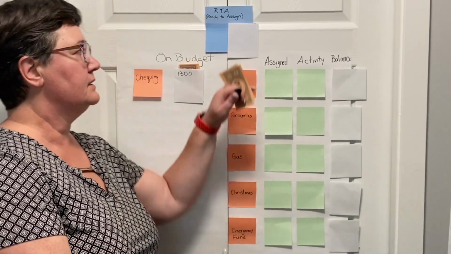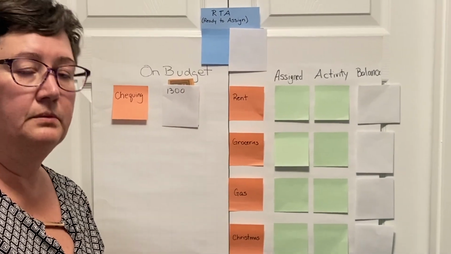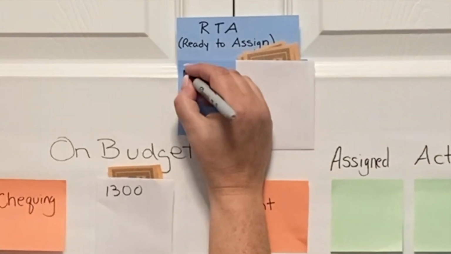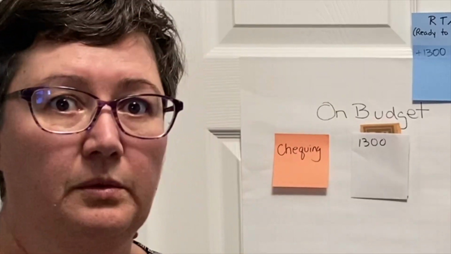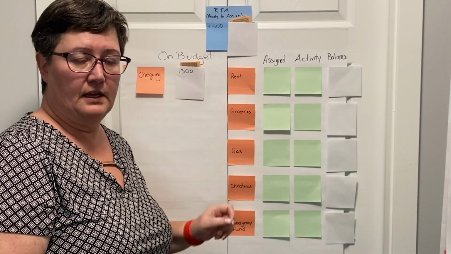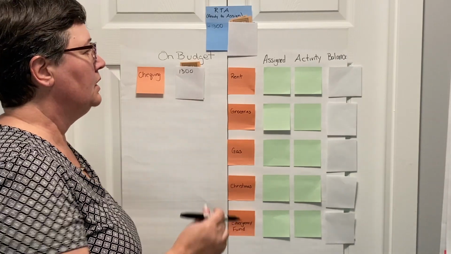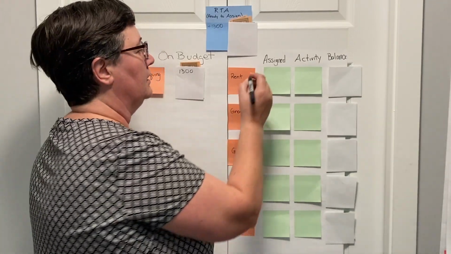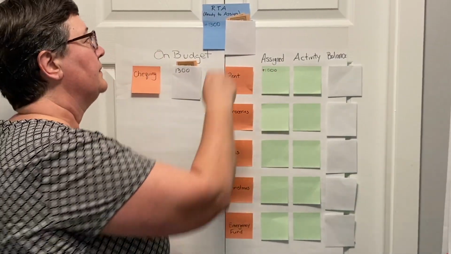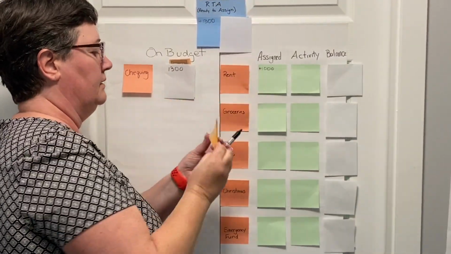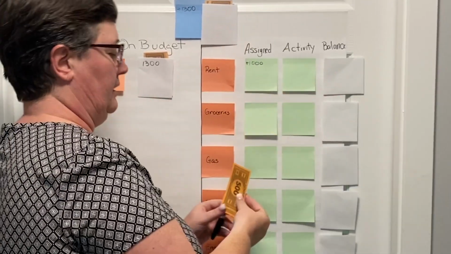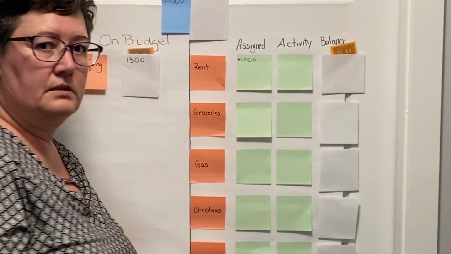The way that YNAB connects them is ready to assign. So simulating $1,300, same amount, plus $1,300 will be there. So YNAB does this in the background. Now I have to decide where I'm putting that $1,300. So I'm going to assign $1,000 to my rent. YNAB then takes $1,000 and moves it to my balance.